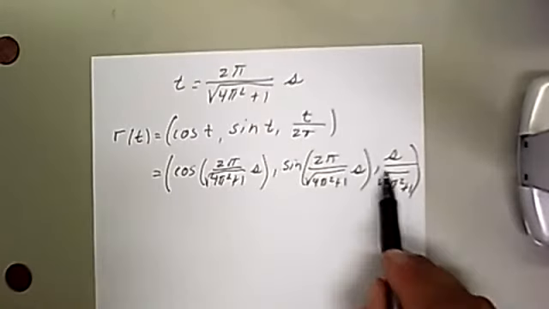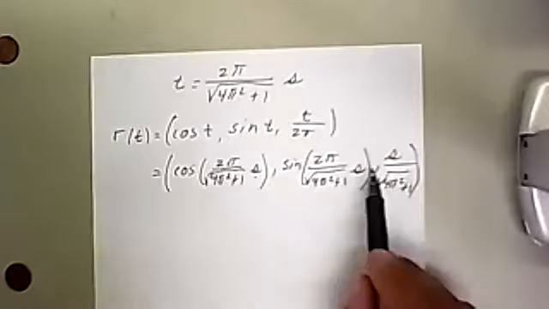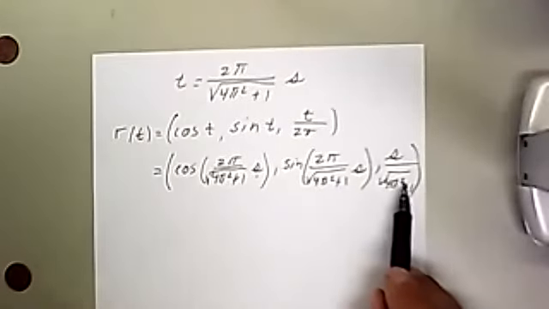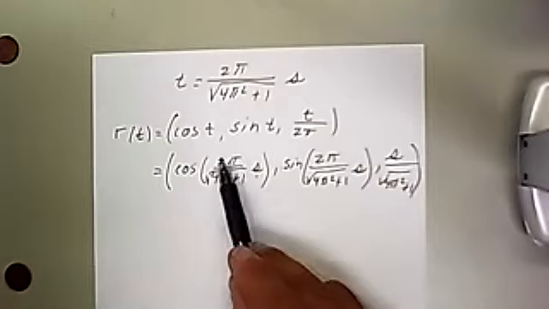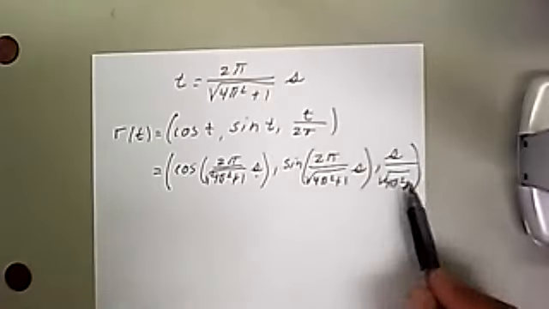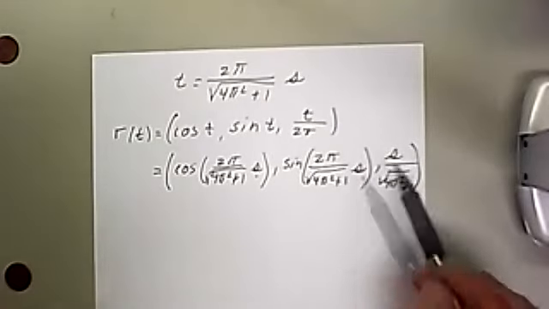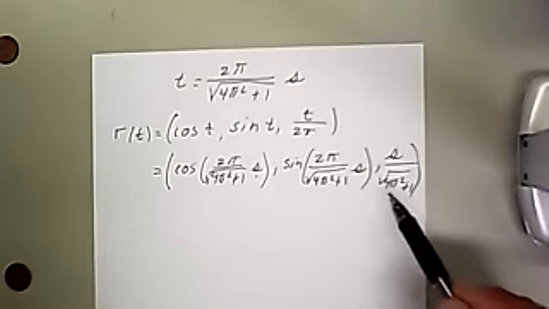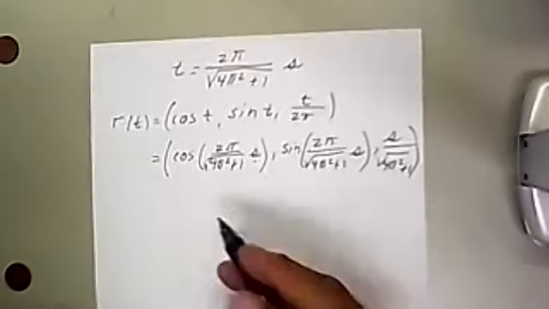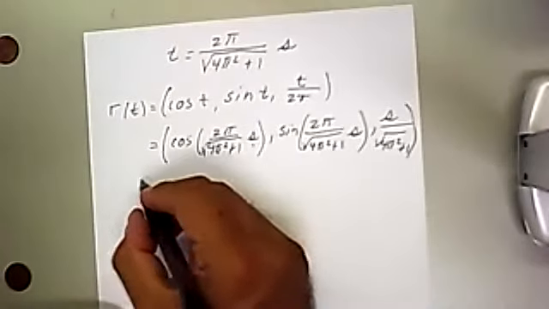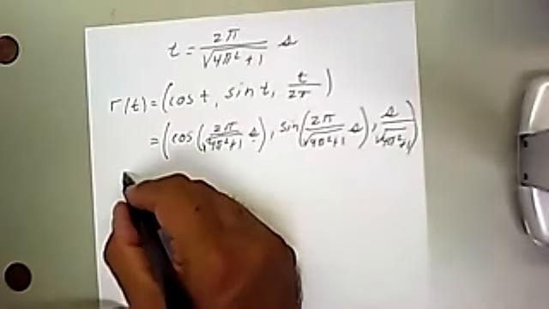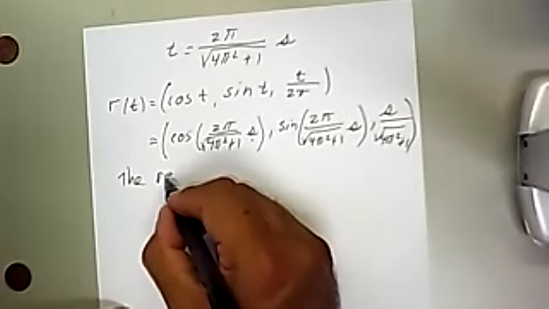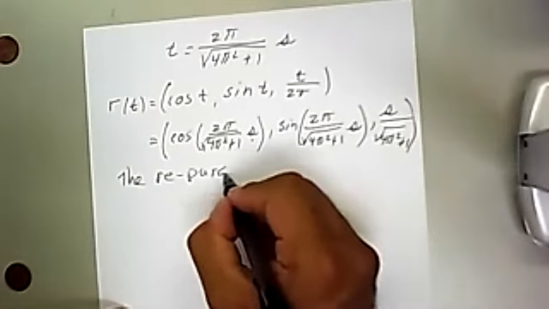Notice that here only s shows up, s, s, s. There's no t, at least not explicit t. There's a hidden t because after all, this is t, this is t, and here it's not so clear what t is because we already simplified the 2 pi. So we can finally write the reparametrization.